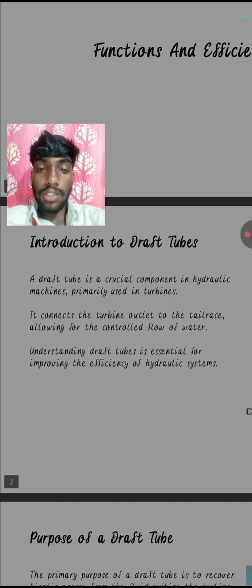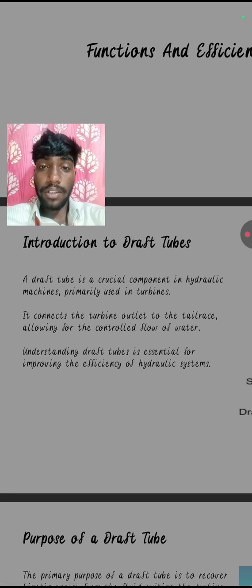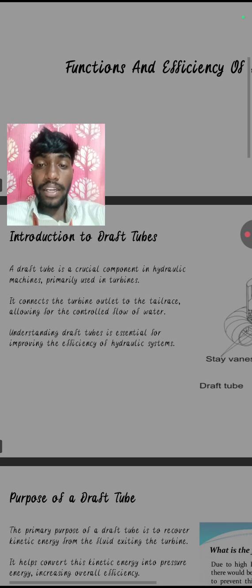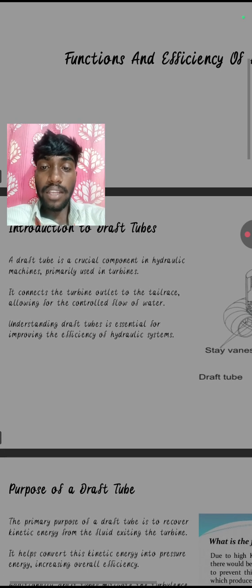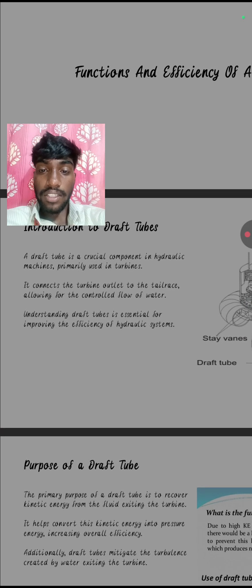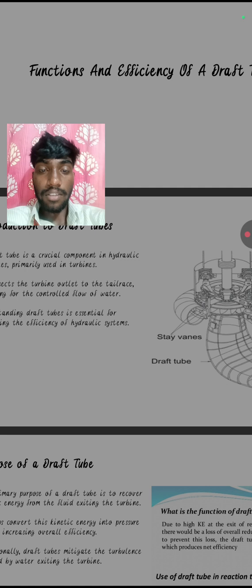A draft tube is a crucial component in hydraulic machines, primarily used in turbines. As we already said, it is a very important one. It connects the turbine outlet to the tailrace, allowing for the controlled flow of water. Understanding the draft tube is essential for improving the efficiency of a hydraulic system.